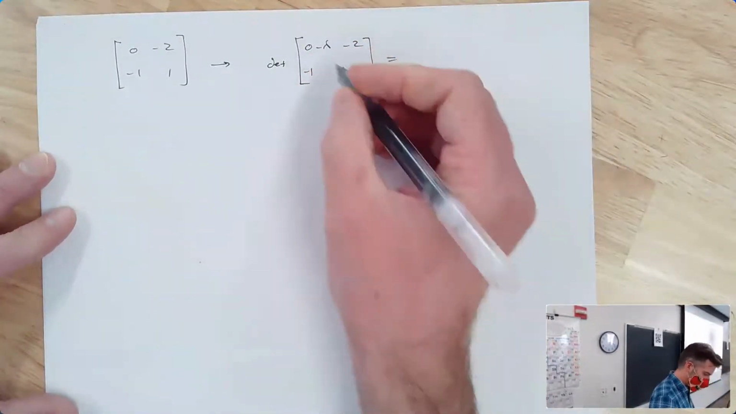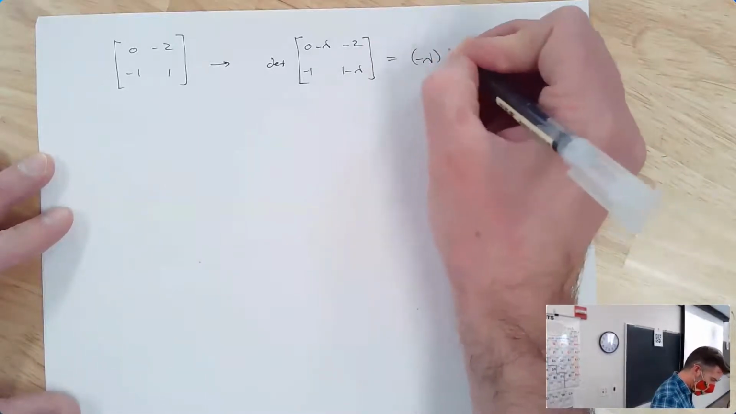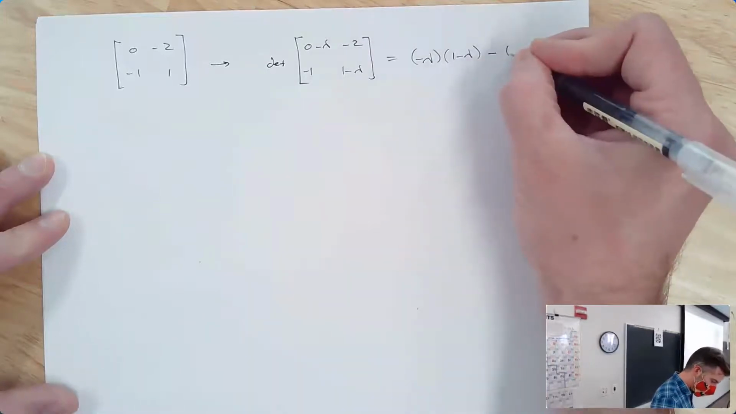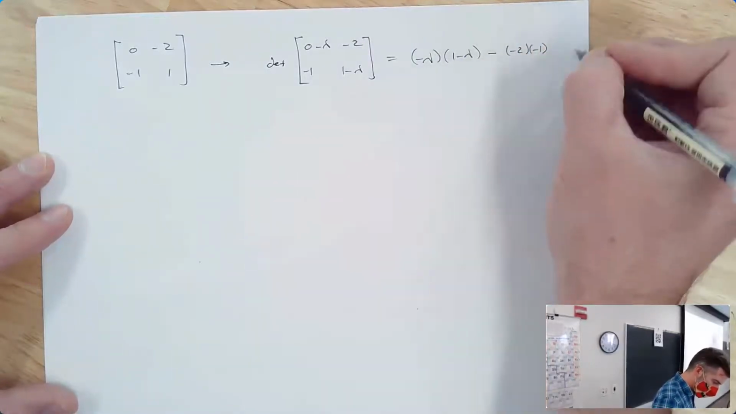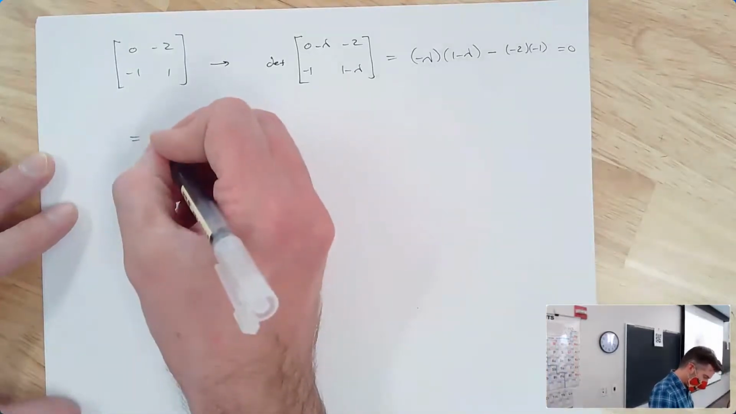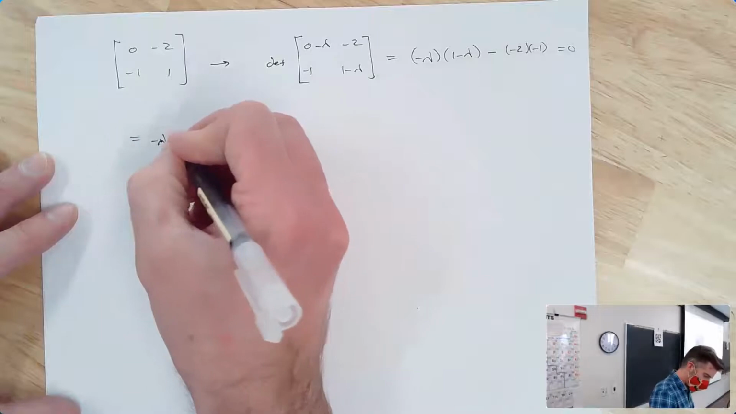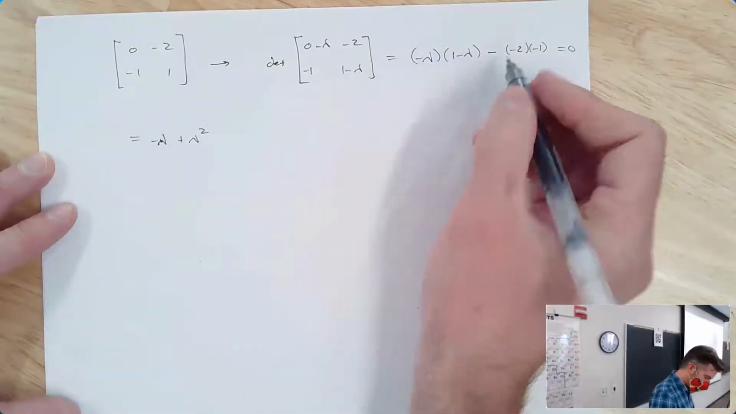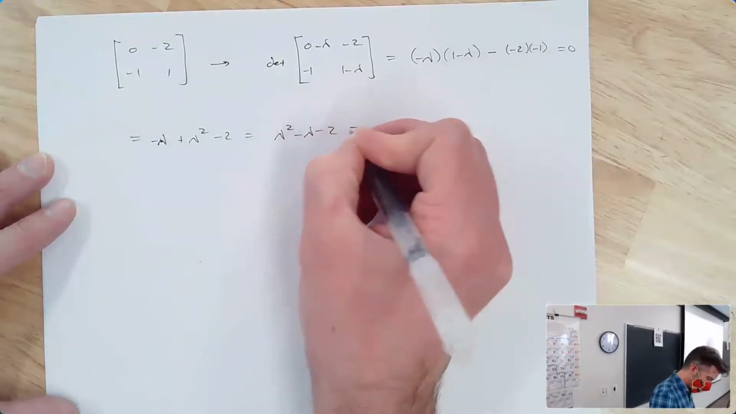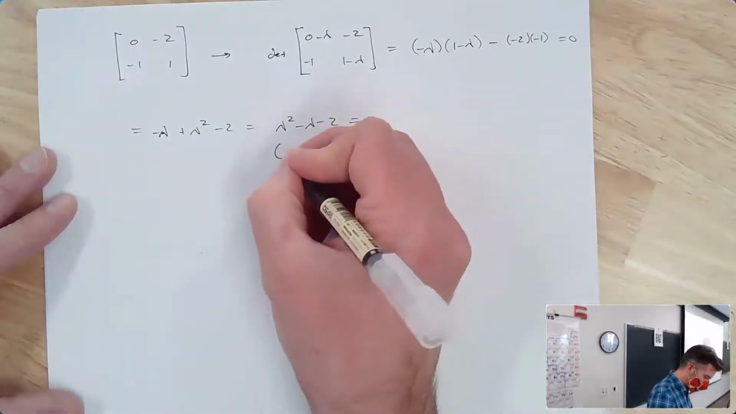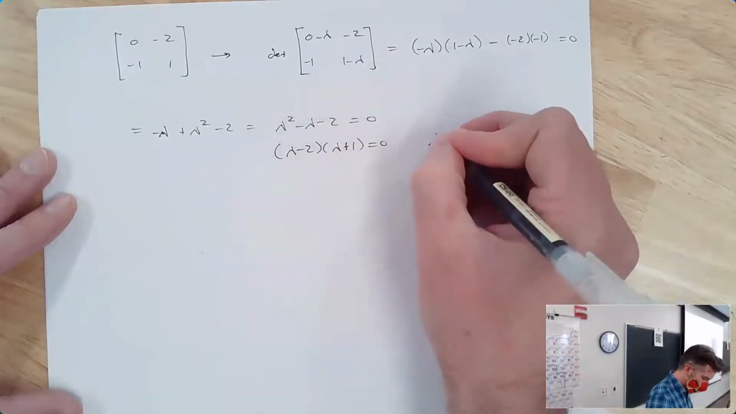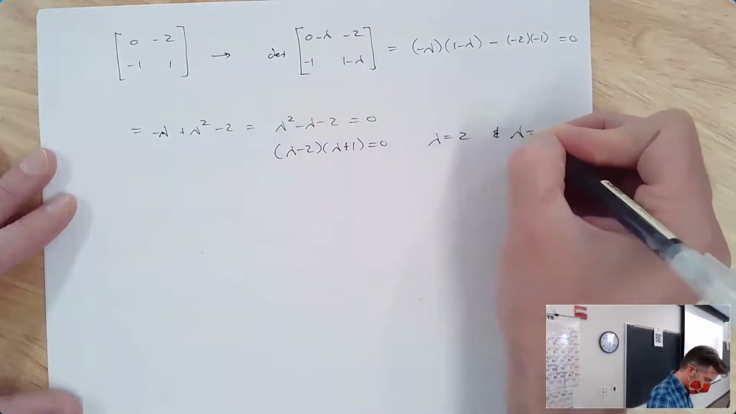And the determinant of that is going to be negative lambda times 1 minus lambda minus negative 2 times negative 1, equal to 0. Multiply it out and get a quadratic. So I'm going to get negative lambda plus lambda squared minus 2, or better, lambda squared minus lambda minus 2 equal to 0. And I think I lucked out. I think this does factor. So we end up getting lambda equal to 2, and lambda equal to negative 1.